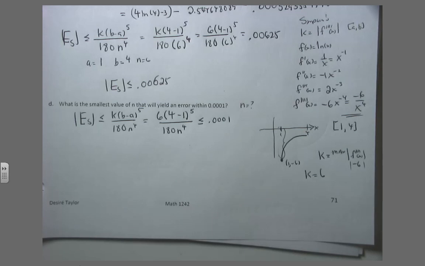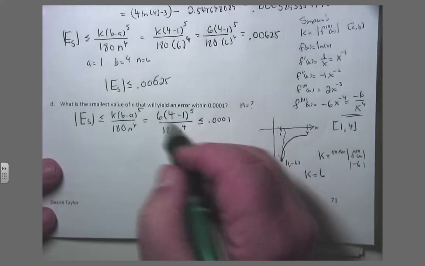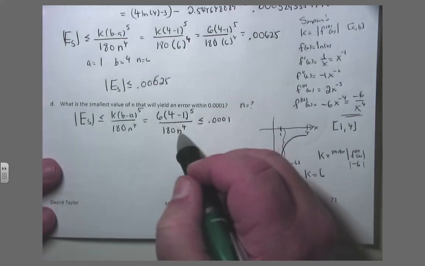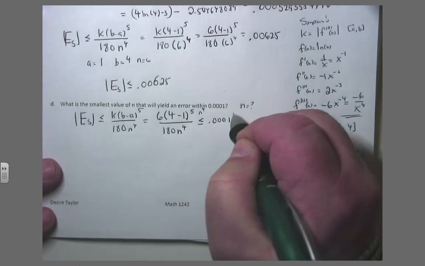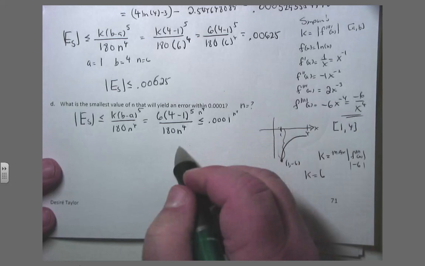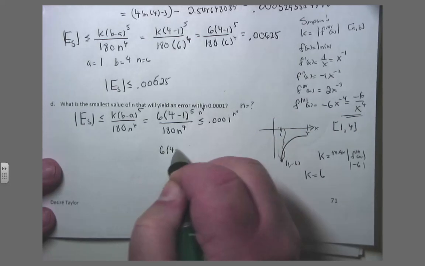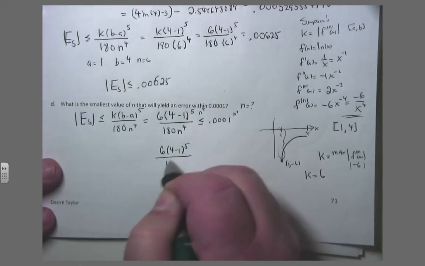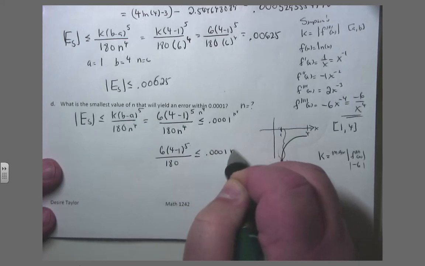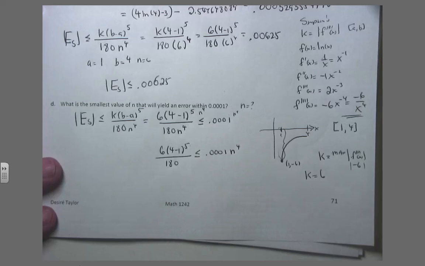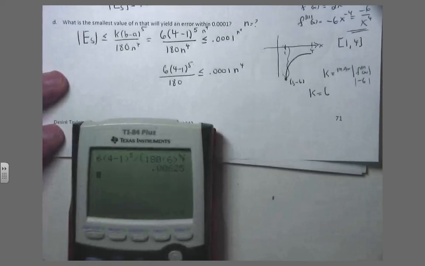If I was going to do this problem, this is how I would do it. I'm going to solve for n, so I'm going to multiply both sides by n to the 4th, to get n to the 4th by himself. What that's going to give you is this: 6 times (4 minus 1) to the 5th over 180 is less than or equal to 0.0001 times n to the 4th. Now this is nothing but a number. Let's go figure out what that number is.